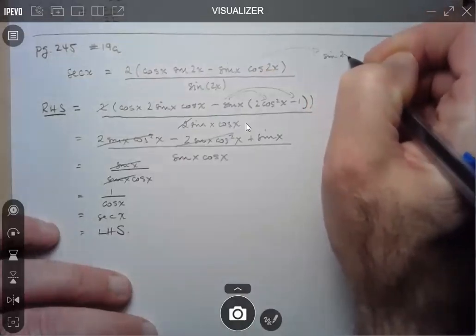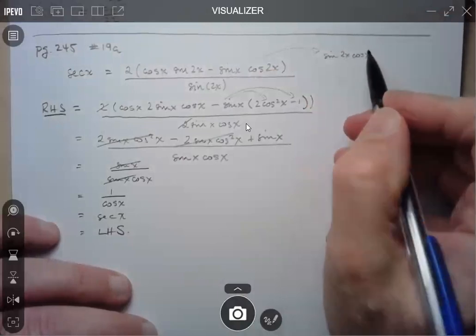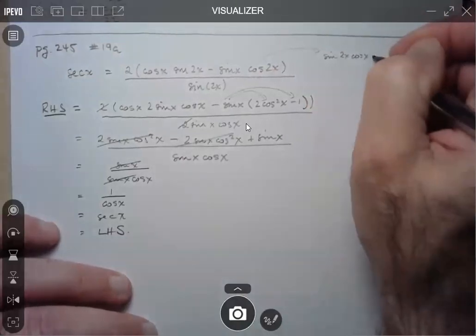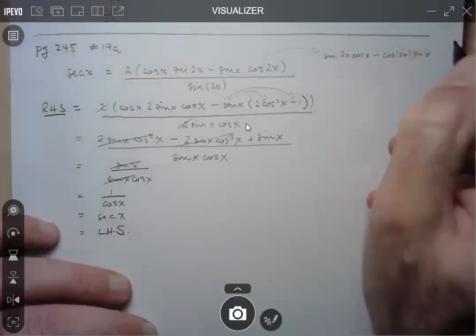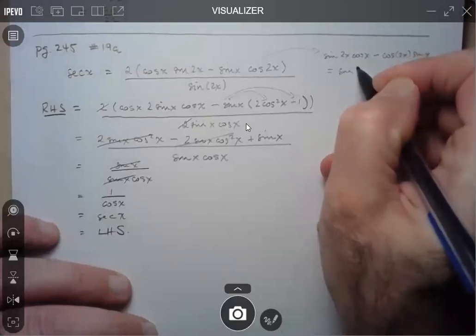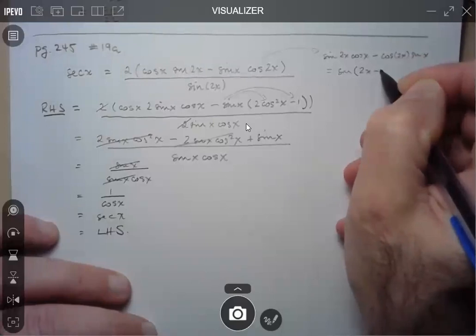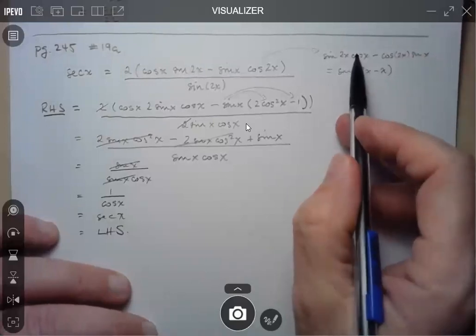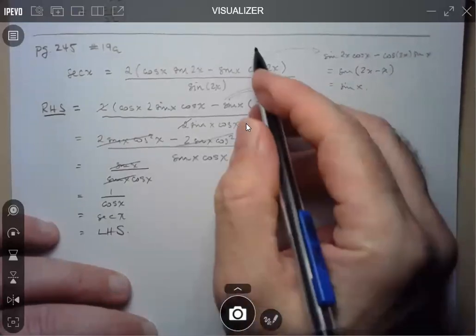So here's sine 2x cos x. So sine of the first times cos of the second, minus cos of the first times sine of the second. And this is just equal to, well, what is this? It's sine of the first minus the second, 2x minus x, using the compound angle formula. And look at that, much, much easier than what I did.